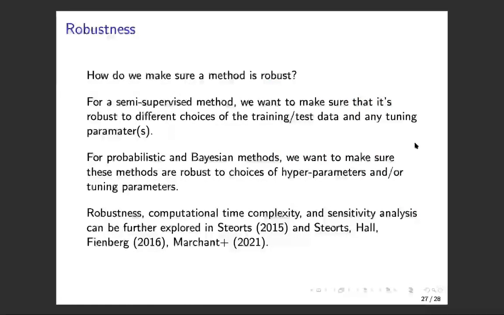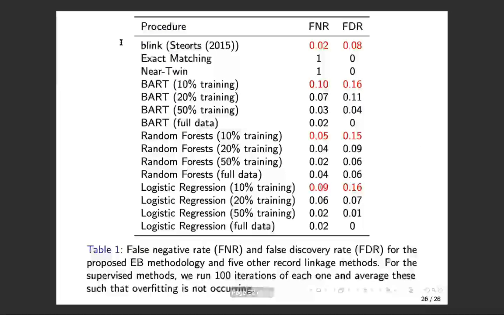Now, robustness is something that I've talked about. How do we make sure the method is robust? For a semi-supervised method, we want to make sure it's robust to different choices of the training and test data and any tuning parameters. For probabilistic and Bayesian methods, we want to make sure these methods are robust to choices of the hyperparameters or tuning parameters. For the Blink method, there are extensive studies on every type of fixed parameter, and this can be looked at in the paper.